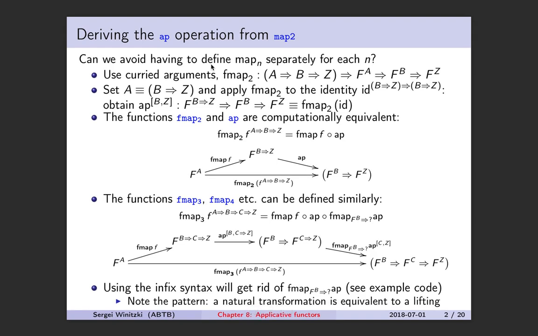To begin, recall that applicative functors have the map2 operation, but also they have map3, map4, and so on. Do we need to define them separately for all n, mapN, which would perhaps be unfeasible, or can we have it in some other way? And the answer to that question leads us to an operation called app.